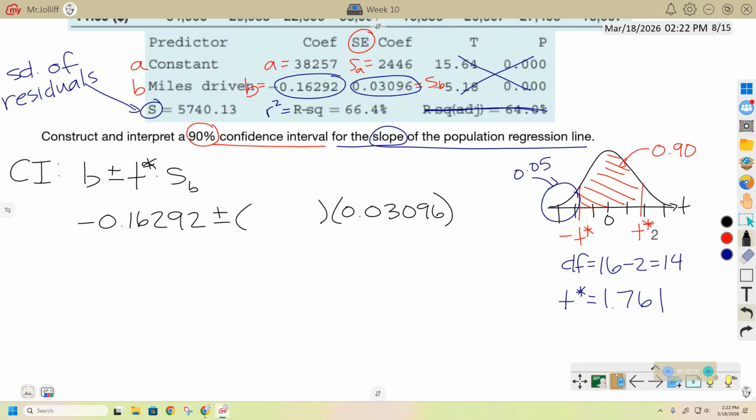I'm going to go substitute it in up here. 1.761. I'm going to give you just a second to use that formula to calculate the boundaries for our confidence interval. Try it manually. What do we get? What do we get? Yes, you may.